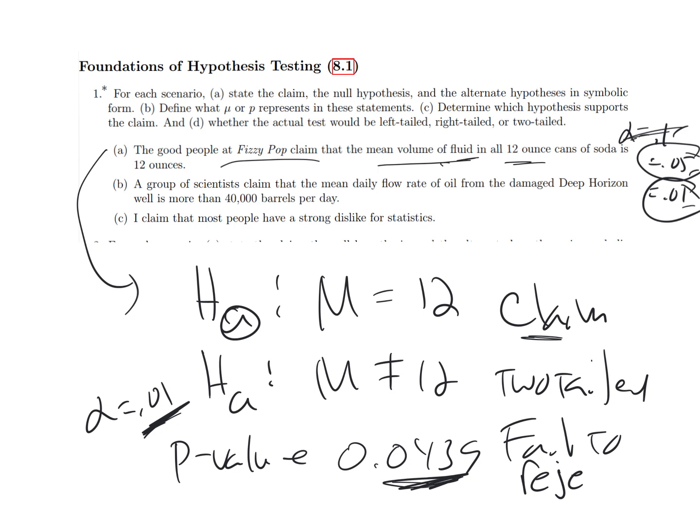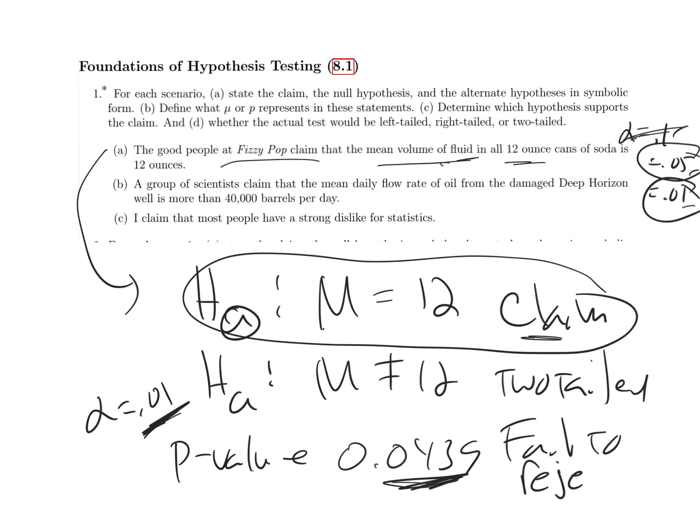And in this case that would say the data supports the claim that the mean amount of soda is 12 ounces. And that's why it's important to write which one is the claim. It helps you decide what verbiage to use. Now, let me pause this recording and go to B.